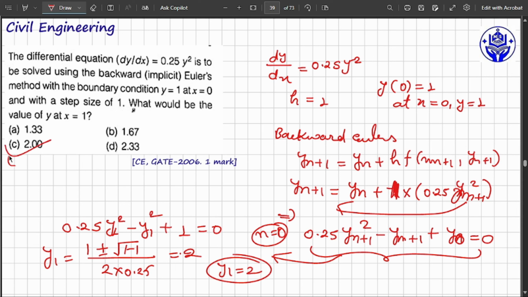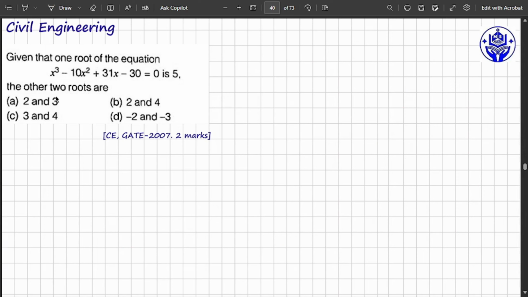So it is C. So basically this is what we can get. This is the formula of Euler backward formula. And after that, you are applying the quadratic method or root finding of quadratic equation. Okay. Next one is the given that one root of the equation.